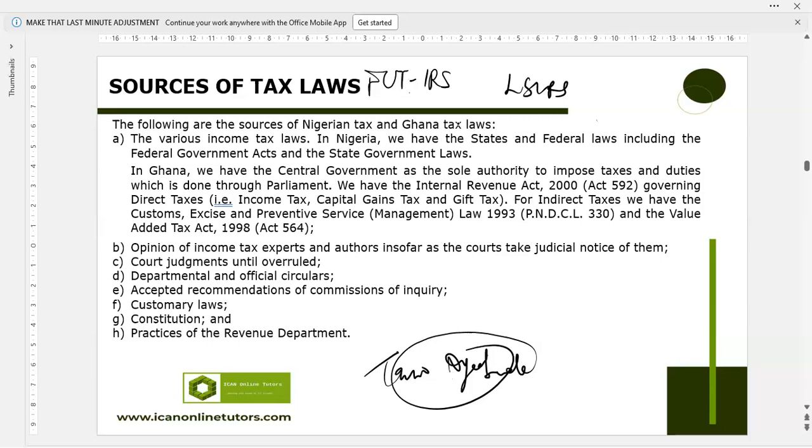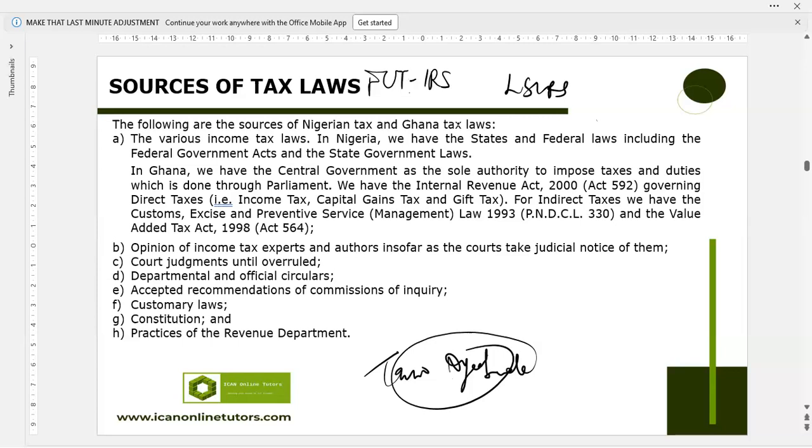Why? Because we've seen a lot of cases. There is the case of Elijah and the FIRS. There is the case of Tetra Pak and the FIRS. There is the case of, what was it called, MultiChoice and the FIRS, MTN and the FIRS, a lot there. The decisions of the presiding judges for most of these cases are also considered in practice, so they are also sources of tax law.